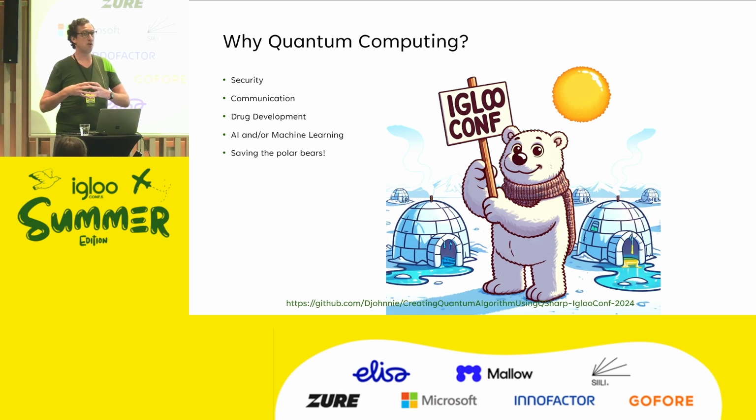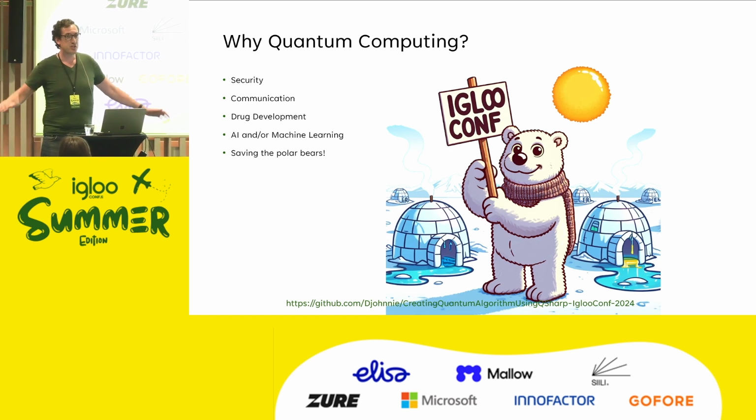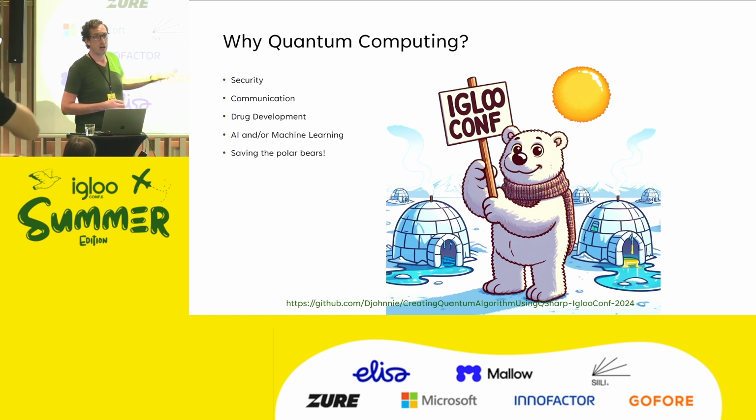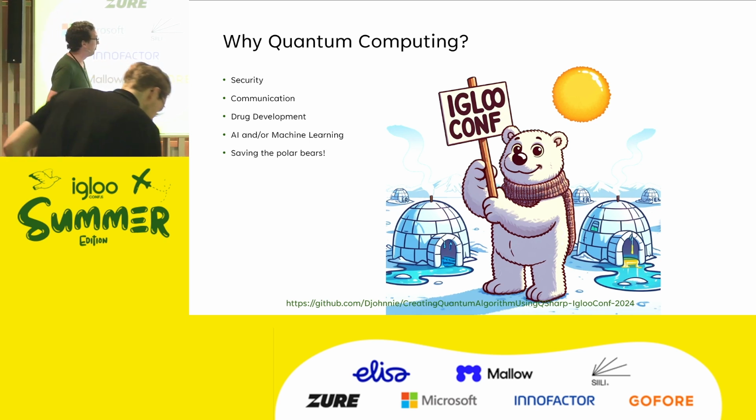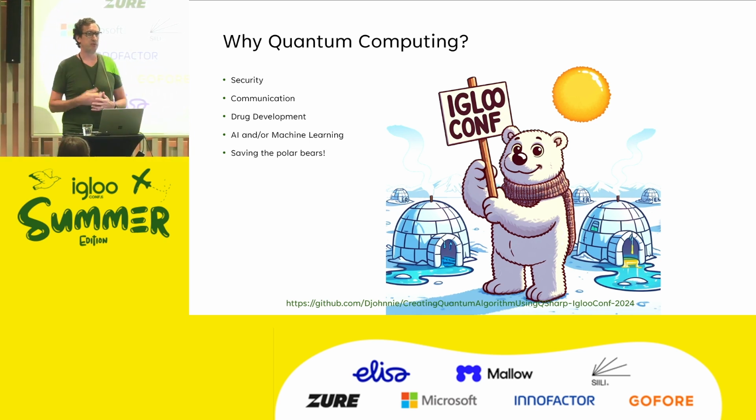So if we want to solve a very big problem, we are basically throwing millions of classical computing instances towards that problem, and hopefully we can solve a part of it. But of course, that takes energy. The same with AI and machine learning. We spend a lot of energy today just to generate stupid pictures like this. I'm sorry, polar bears. But there's all kinds of things, like drug development, for example.